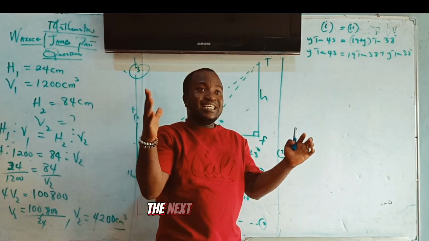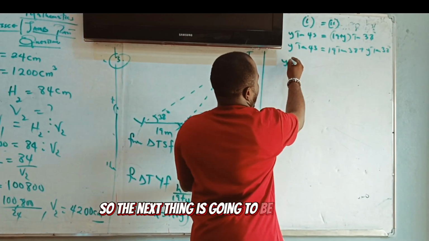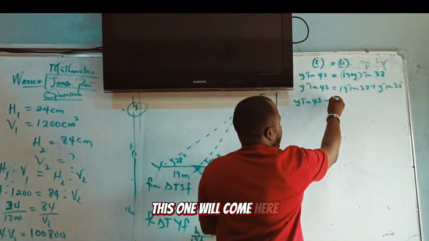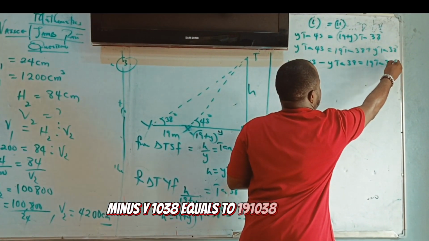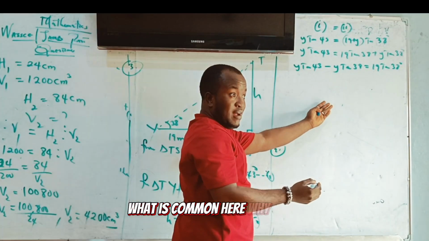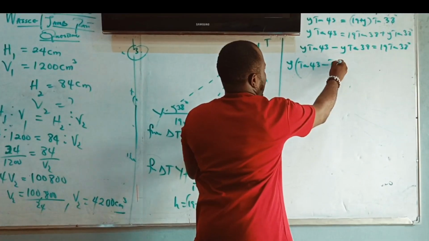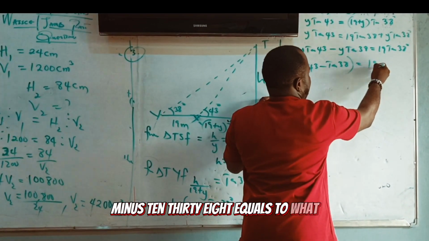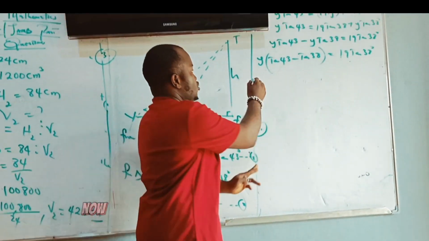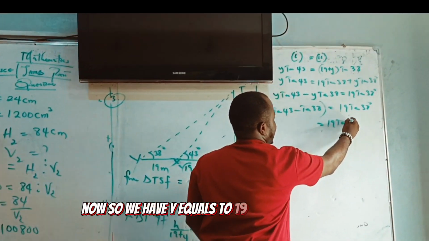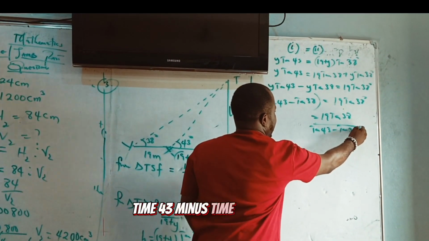The next thing is to collect like terms and get the value of y. So y tan 43 minus y tan 38 equals 19 tan 38 degrees. What is common here? y. So bring it outside: y into bracket tan 43 minus tan 38 equals 19 tan 38. Don't forget what we are looking for is y now. So y equals 19 tan 38 divided by tan 43 minus tan 38 degrees.